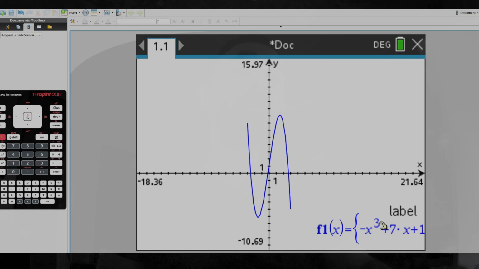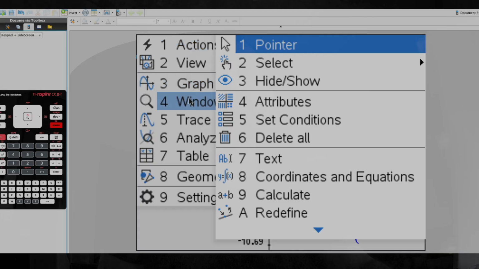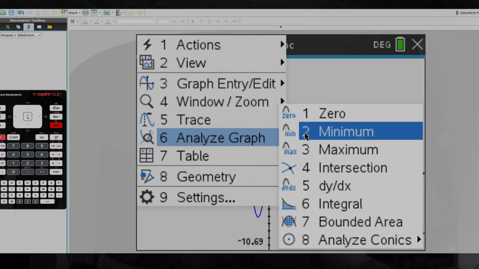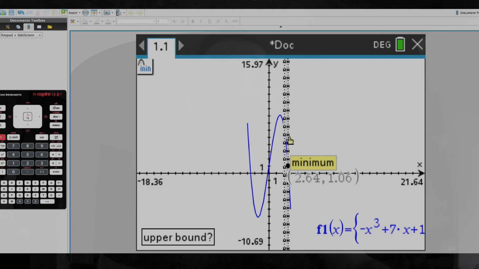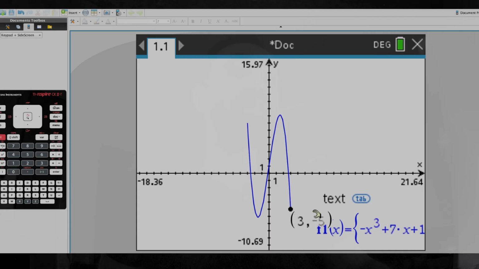Okay, now how can I sketch this function right now? How can I sketch it? Okay, first I need to go and find my boundary values. So let's go and find them. How? Analyze graph. I'm going to go and choose minimum y. Look, if I choose this range on my calculator, it's going to give me the minimum point, which is 3 and minus 5. So this point is 3 and minus 5.